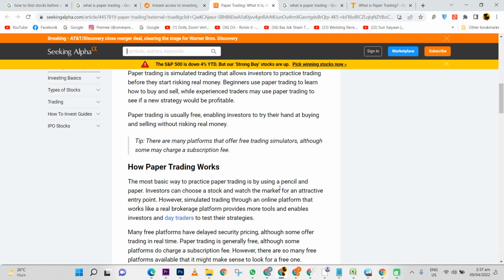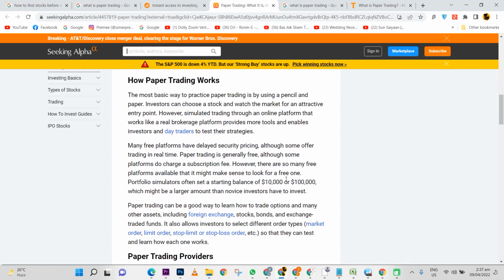Many free platforms have delayed security pricing, although some offer trading in real time. Paper trading is generally free, although some platforms do charge a subscription fee. However, there are so many free platforms available that it might make sense to look for a free one. Portfolio simulators often set a starting balance between $1,000 and $10,000, which might be a larger amount than novice investors have to invest.